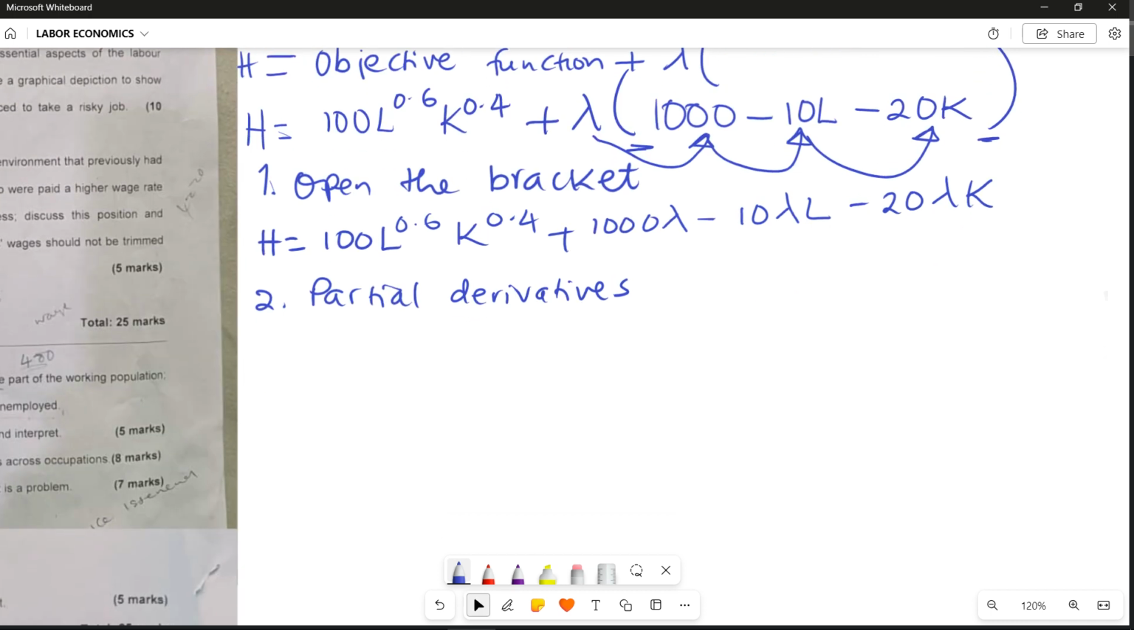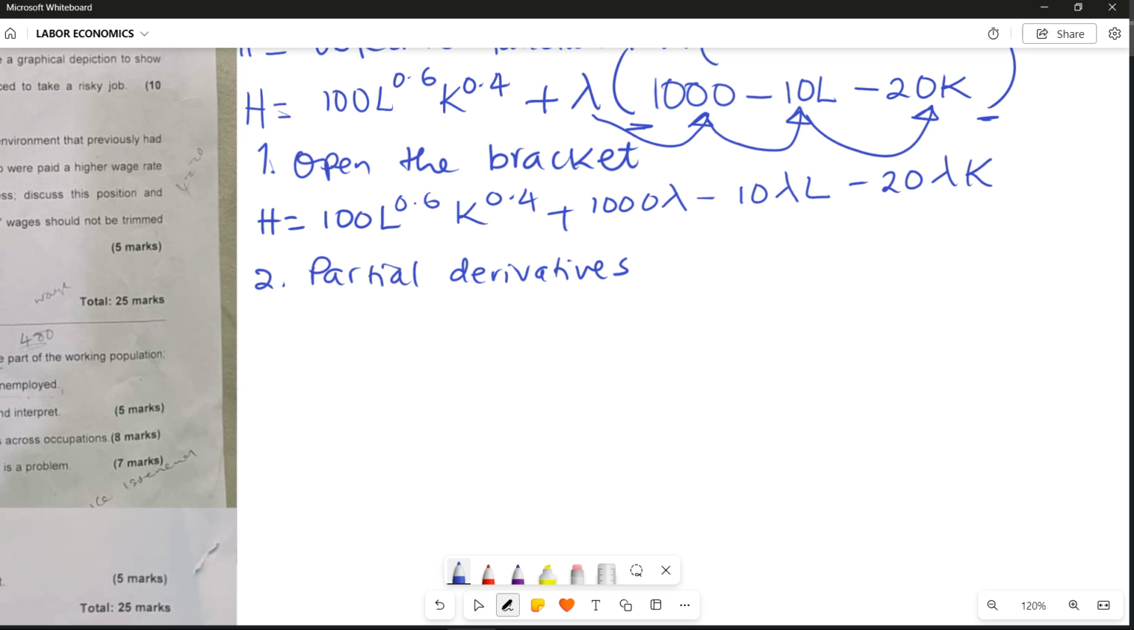So can you get the partial derivatives? Now, what are partial derivatives? This is now the concept of calculus, differentiation. Just a reminder, partial derivatives just involves differentiating a given function with respect to one factor while keeping all other factors constant. So in this case, let's say we want to get the partial with respect to capital, we'll differentiate the function with respect to capital and keep labor constant. And the opposite is also true for the other factor.